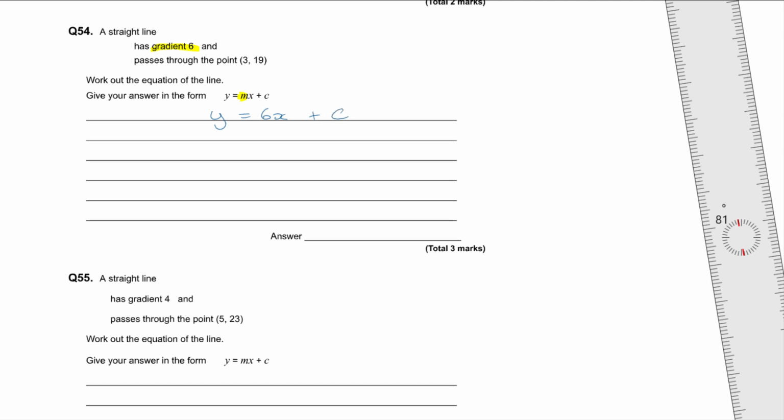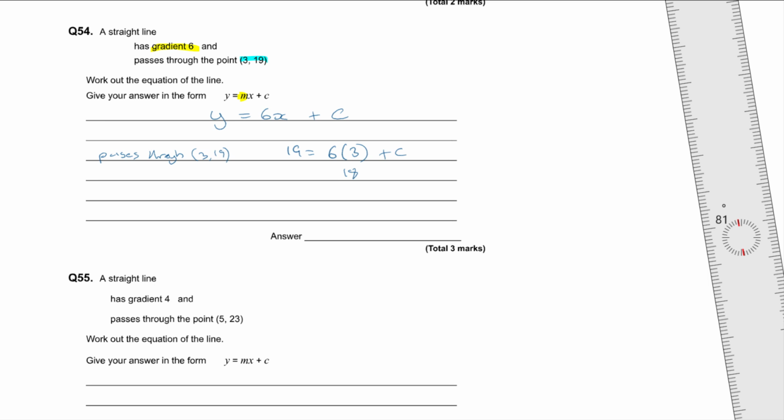I don't know what the c is just yet, but I do know it passes through the point (3, 19). Now 3 is the x coordinate and 19 is the y coordinate. So if I sub in 19 for y, I can say 19 is equal to 6 lots of x, 6 lots of 3, plus c. So I've got 19 equals 6 lots of 3 plus c.